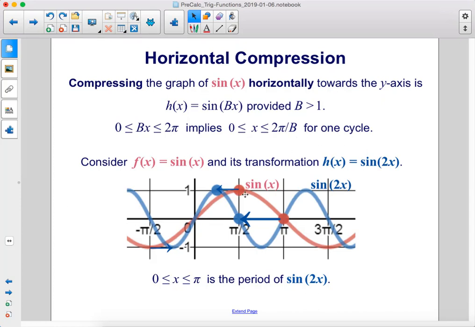Consider f of x equals sine x here in red, and its transformation h of x equals sine of 2x. The new period is going to be x greater than or equal to 0 and less than or equal to pi, since we have 2 pi over b, where b is 2, and 2 pi divided by 2 is pi. And you see that any point on this original graph is going to move towards the y-axis.